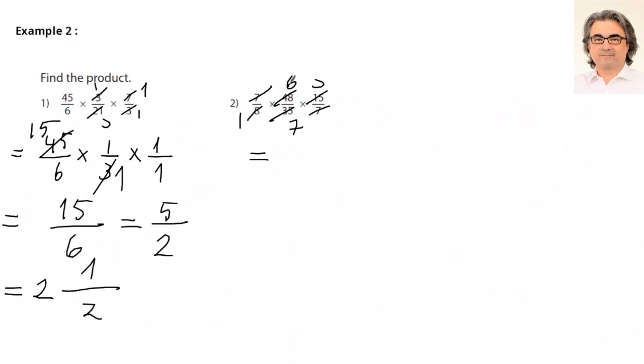So, in the numerator, we have 6 and 3 in multiplication. 6 times 3 is 18. 1 times 7 is 7. In 18, I have 2 sevens. 2 times 7 is 14. The remaining is 4. Remainder is 4. 4 over 7. 2 and 4 over 7 is the final result.